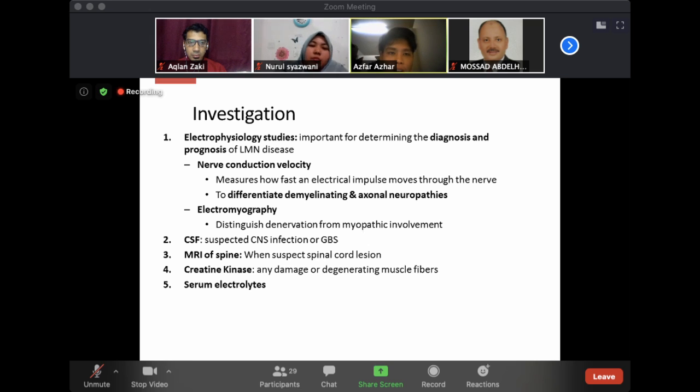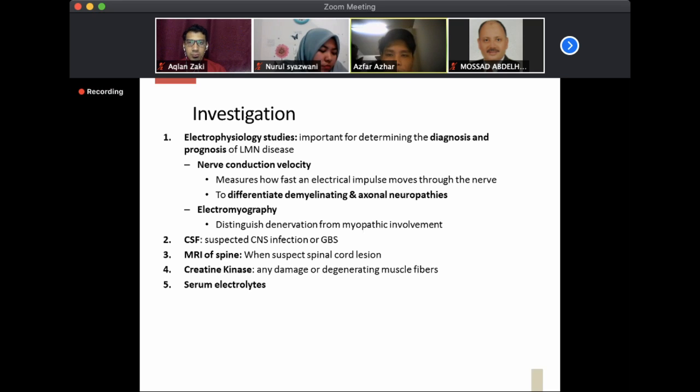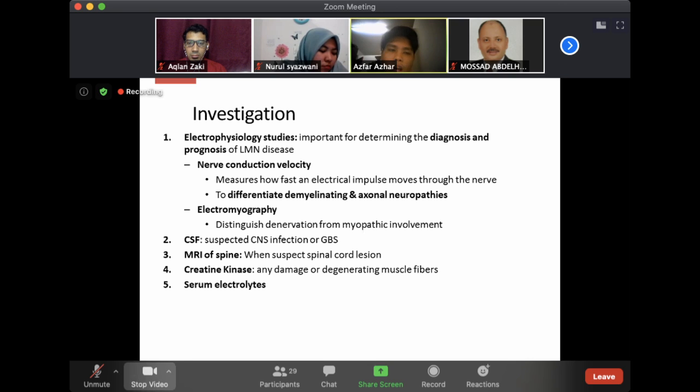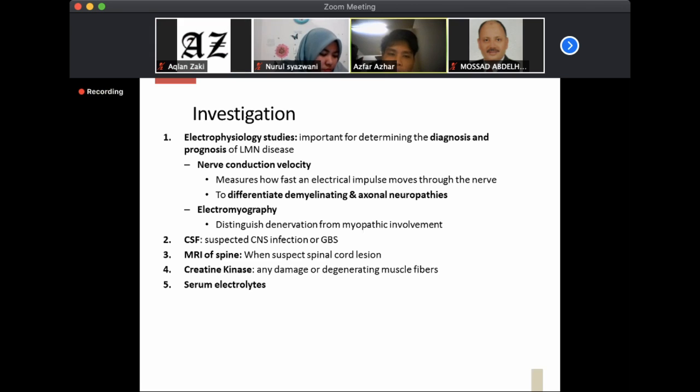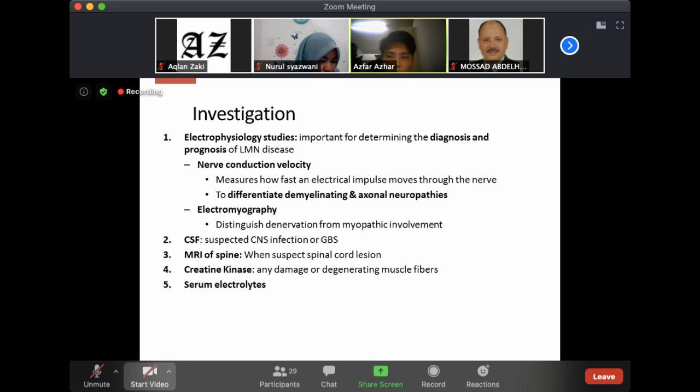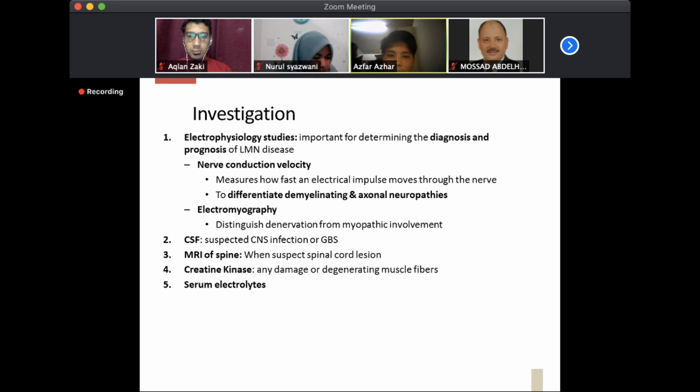So for investigation, we might consider an electrophysiological study. It is important for determining the diagnosis and prognosis of lower motor neuron disease. We can do nerve conduction velocity to measure how fast an electrical impulse moves through a nerve, to differentiate between demyelinating and axonal neuropathies. We can also do electromyography to distinguish denervation from myopathic involvement. We can do cerebrospinal fluid analysis to suspect any CNS infection. MRI of the spine is important for spinal cord lesions, especially transverse myelitis. Creatine kinase, because we consider a lesion of the muscle itself, and also serum electrolytes. Basically, it is based on your differential diagnosis. When a patient comes with paralysis, we need to list out the possible diagnoses, and based on those, we can do the exact investigations to rule out the disease.